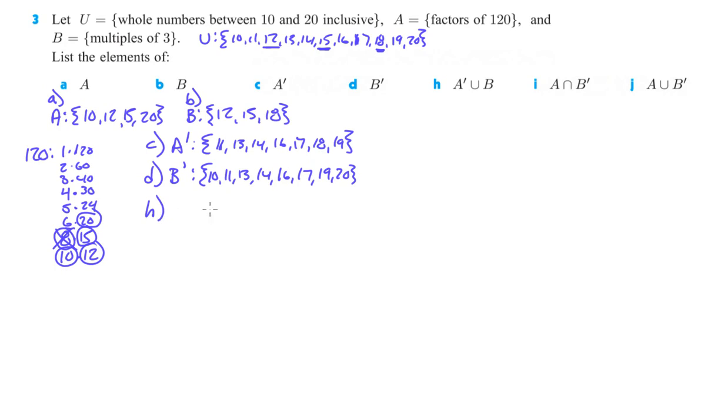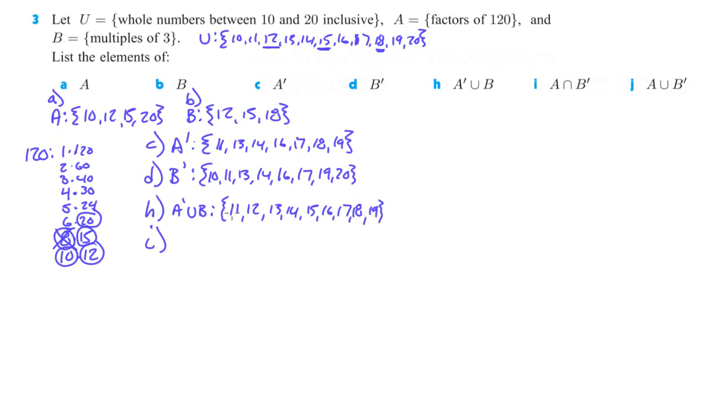H is A prime union B. So A and B, the union of. So anything that shows up in either of these. So A prime union B is going to be, I'm just going to list, let's see, 11, 12 fits in there from, it's a combination of these two. 12, 13, 14, 15, 16, 17, 18, and 19. So basically everything except for 10 and 20, right? Yep. Okay.